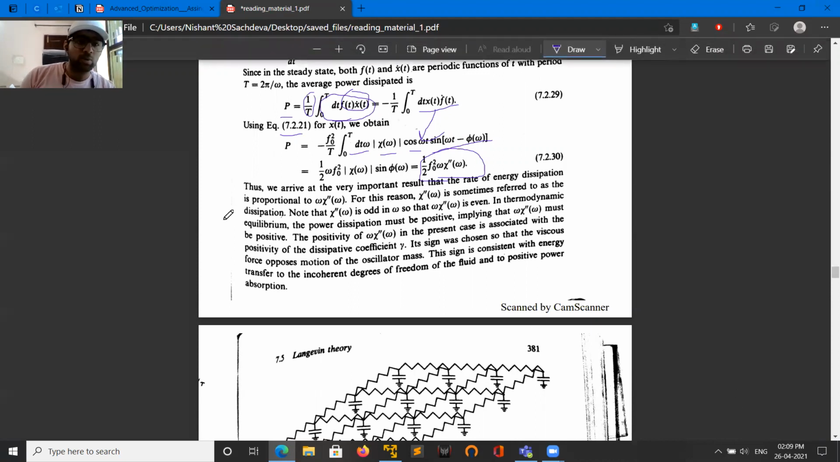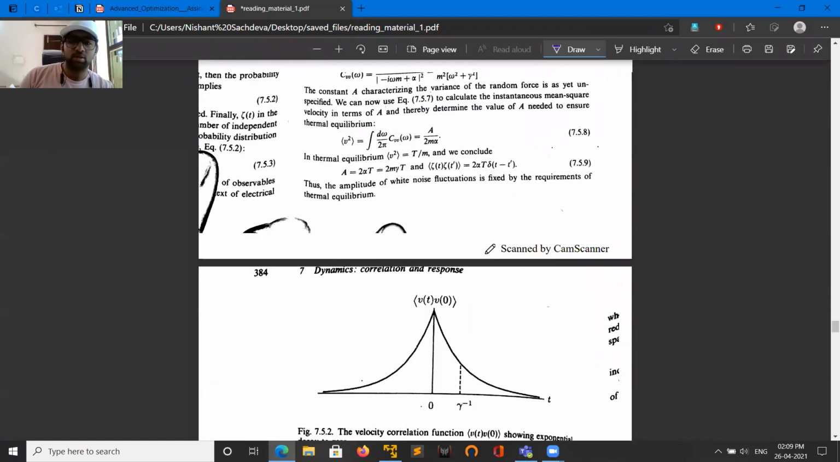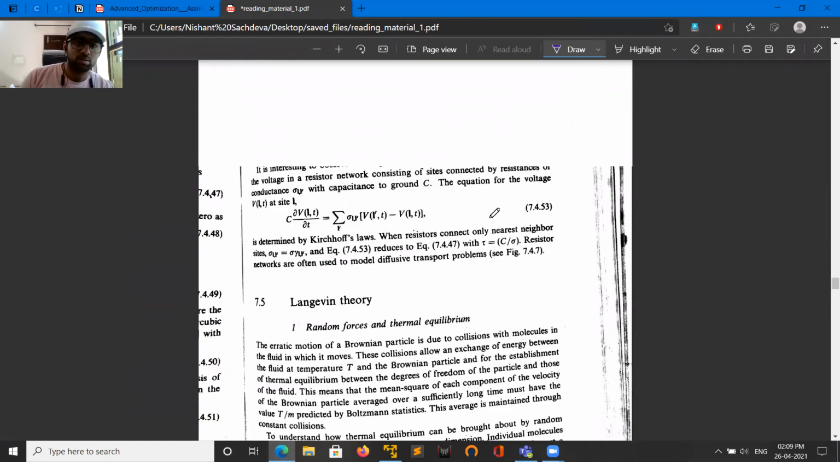So in thermodynamic equilibrium, oh my god, what is wrong with the mouse?